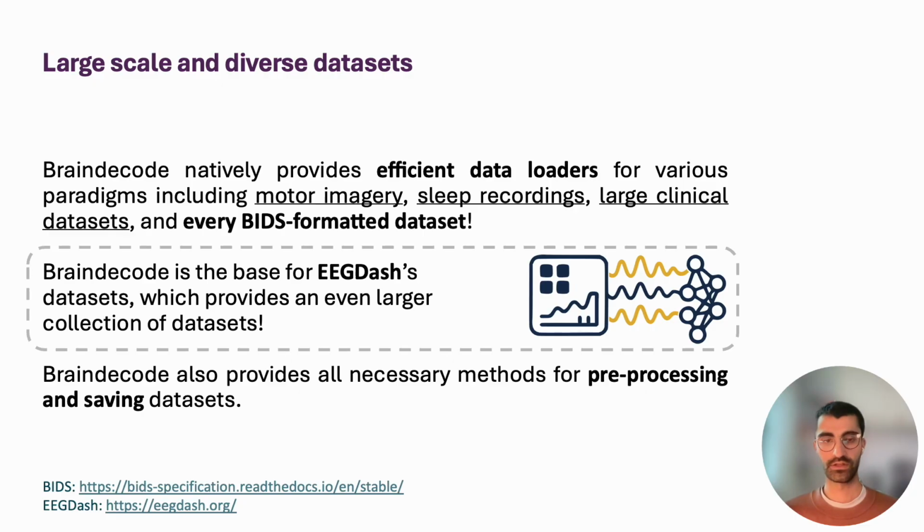Then the data. It's crucial for deep learning to have access to large amounts of data, and this is what we provide in BrainDecode. So first, natively in BrainDecode, you have some efficient data loaders for various paradigms such as motor imagery, sleep recordings, or clinical datasets, like for example, the Temple University Hospital dataset.